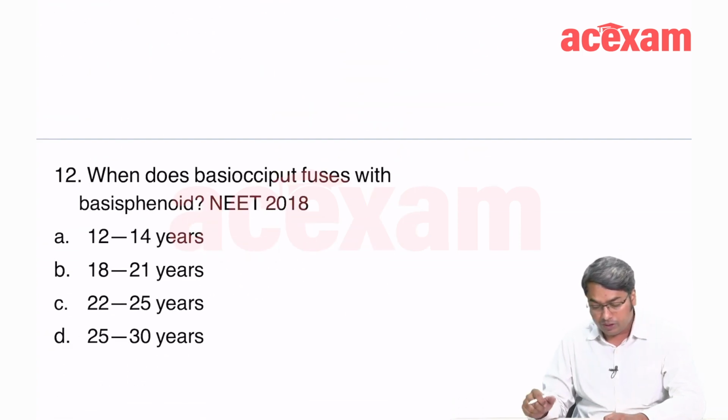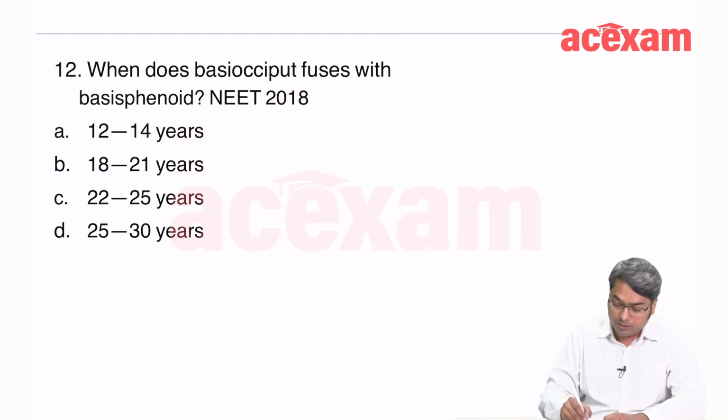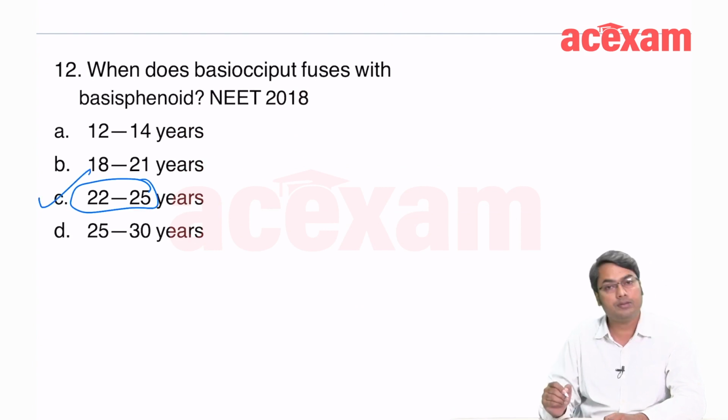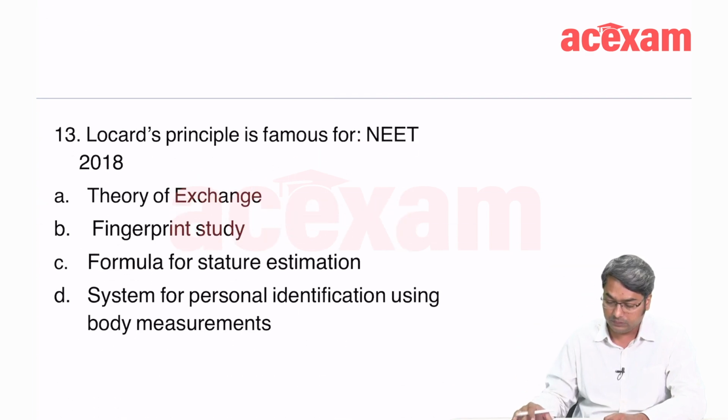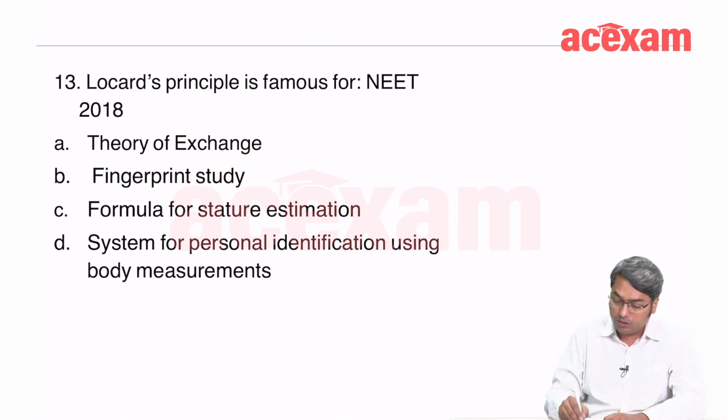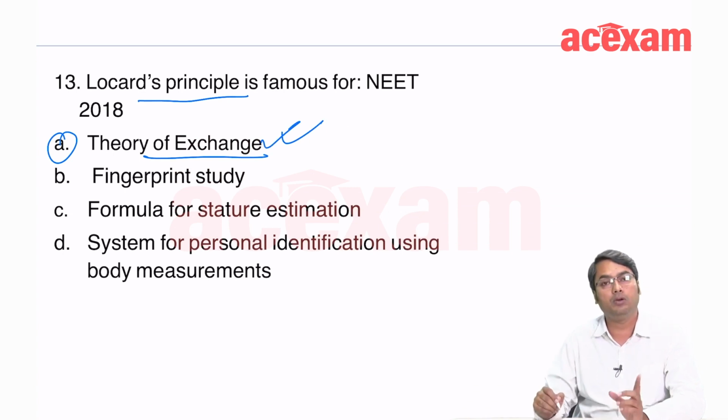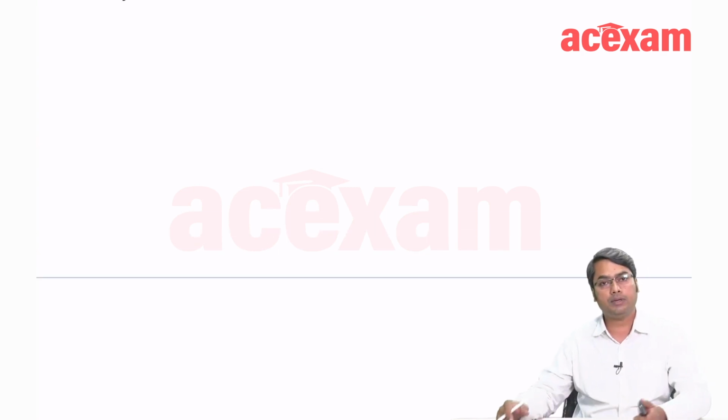When does basi occiput fuse with basi sphenoid? Again a repeat question. This fuses at the age of 22 to 25 years. Locard's principle is famous for the theory of exchange, and also Locard is related with the study of pores, poroscopy. So that completes all the questions from this chapter, identification.